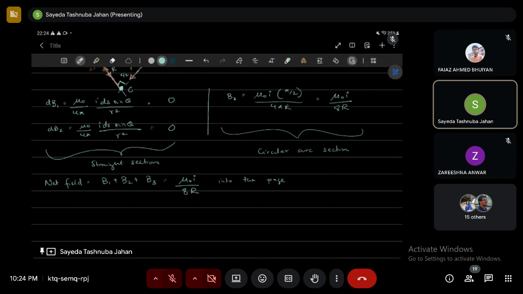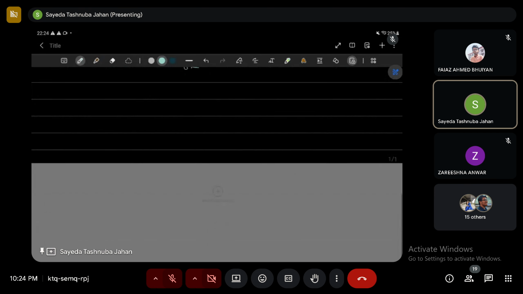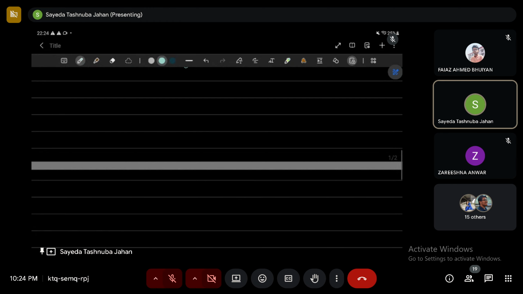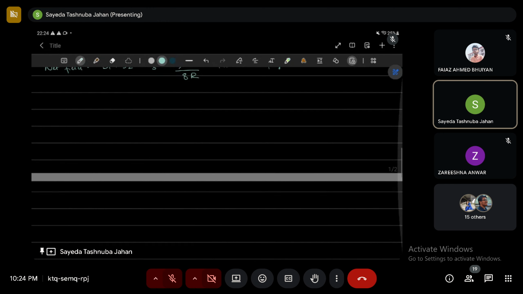Now let's move on, because there is nothing more they want from us. Now we're going to go to the next section where we're going to find the force between two parallel currents.